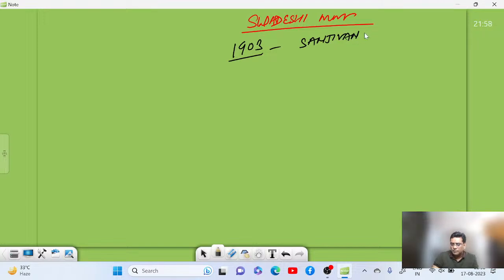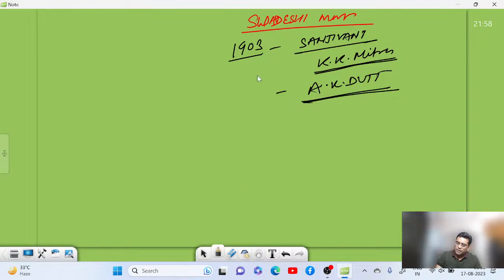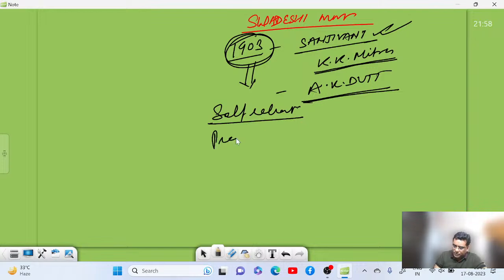Ashwini Kumar. So 1903, Sanjeevani. This was a magazine which promoted Swadeshi ideas. And it was the first step in the Indian national movement when the concept of self-reliance and its practices was taken.